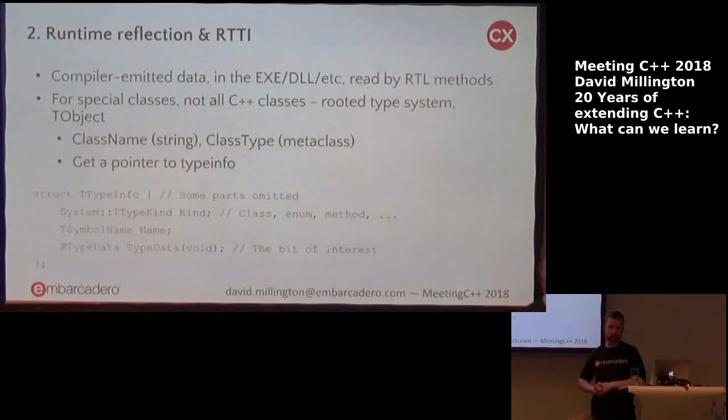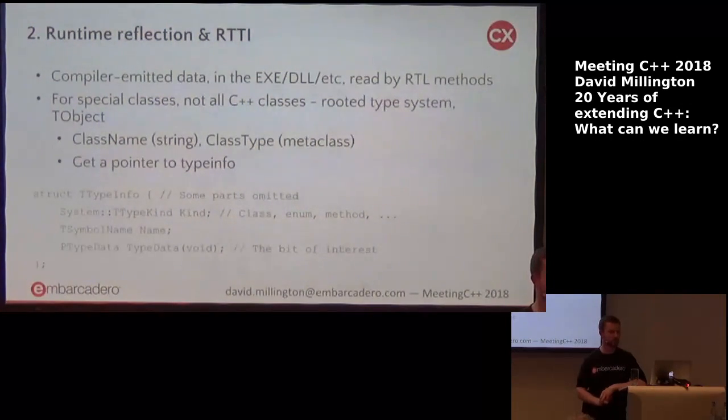So our RTTI works with the help of the compiler. It emits data about various types, and that data is built into the binary, the exe or the DLL. And you can then read that through RTL methods that will give you answers about it. Now, for us, it's for a special subset of classes, so it's not for all C++ classes. It's for a subset that come from a particular class, which we call TObject. So we have a rooted type system starting at that particular class. And one of the reasons for that is that these particular classes, TObject and so forth, have a whole bunch of other behavior as well, including metaclasses, which I'll get onto in a few minutes.